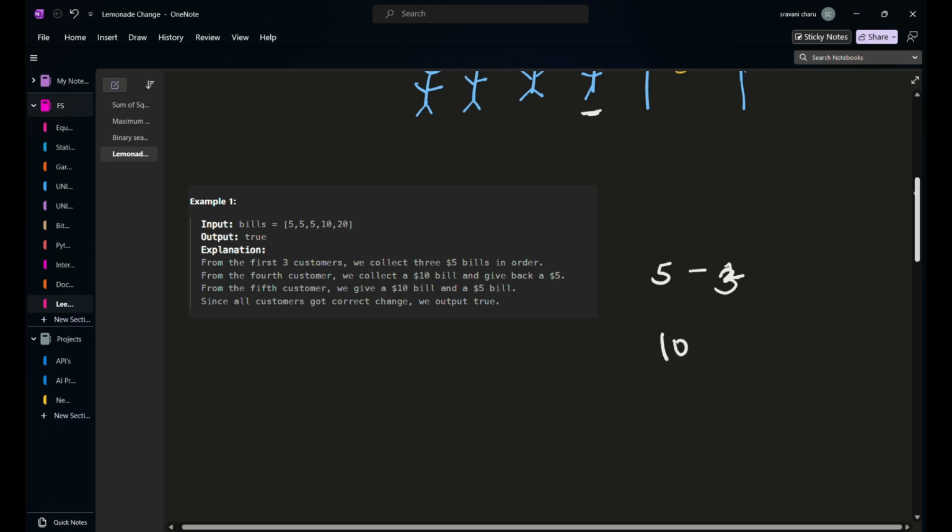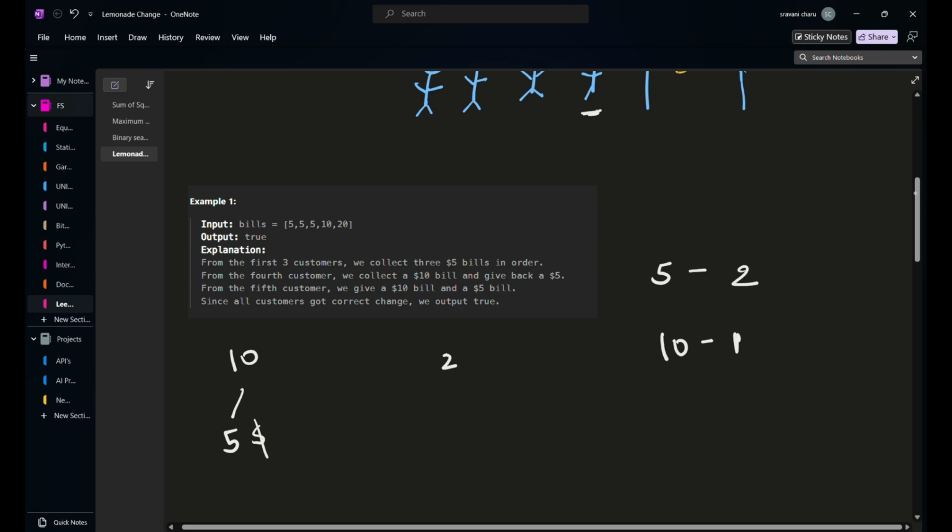Next we get a $10 bill. So if we have a $10 bill, what is the change we have to pay? There's only one way. We can only return one $5 bill. So then if we return one $5 bill, how many $5 bills will be left in our account? We'll only have two $5 bills.